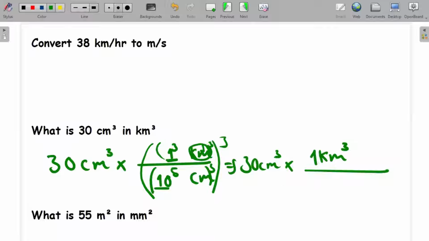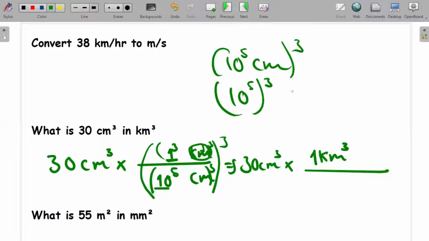So if I have 10 to the power 5 like this, then I have centimeter there. Then I raise this to the power 3. It's the same as having 10 to the power 5 raised to the power 3, whilst the centimeter is also being raised to the power 3, like that. Are we together?